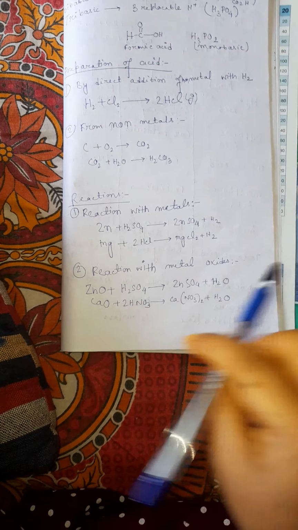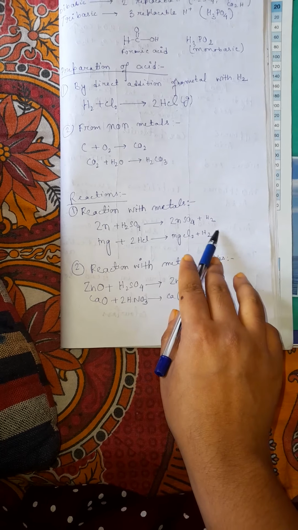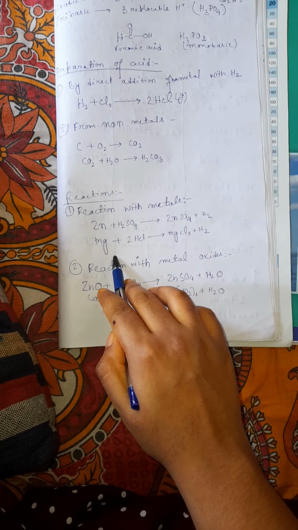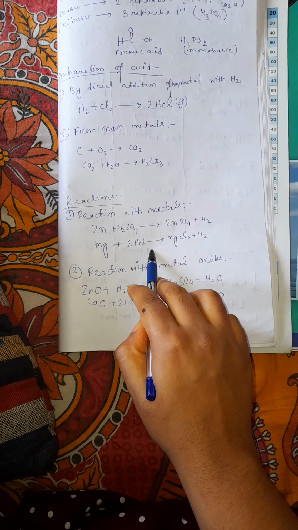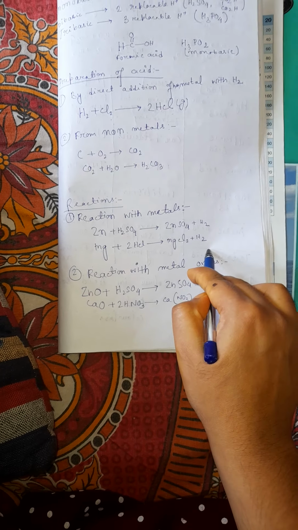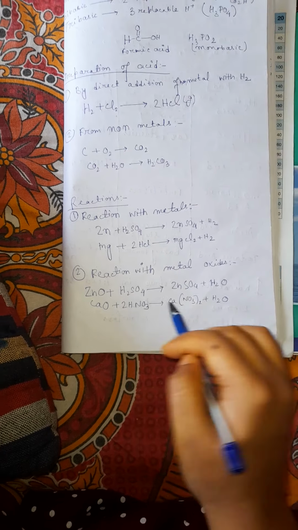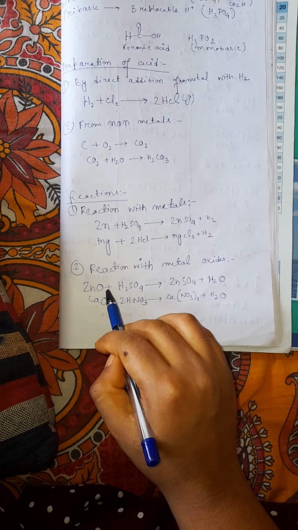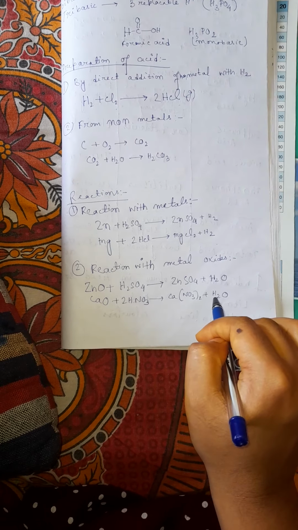So if we react a metal with an acid, such as sulfuric acid, hydrogen gas will be liberated. Same here, magnesium, which is an alkaline earth metal, reacts with the HCl, and forms MgCl2, a salt, and hydrogen. Reaction with metal oxides: zinc oxide, H2SO4, ZnSO4 plus H2O. Calcium oxide, which is also a metal oxide, reacts with nitric acid to produce calcium nitrate and water.